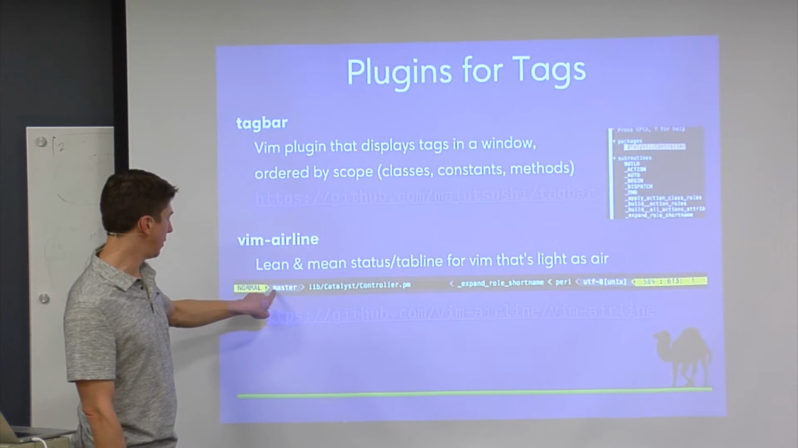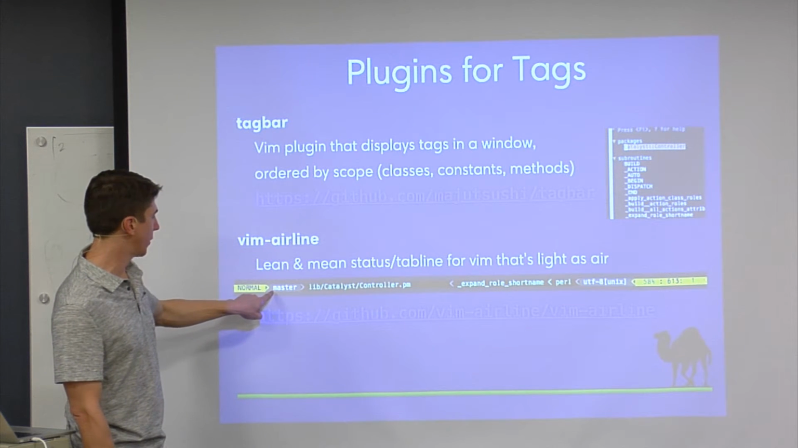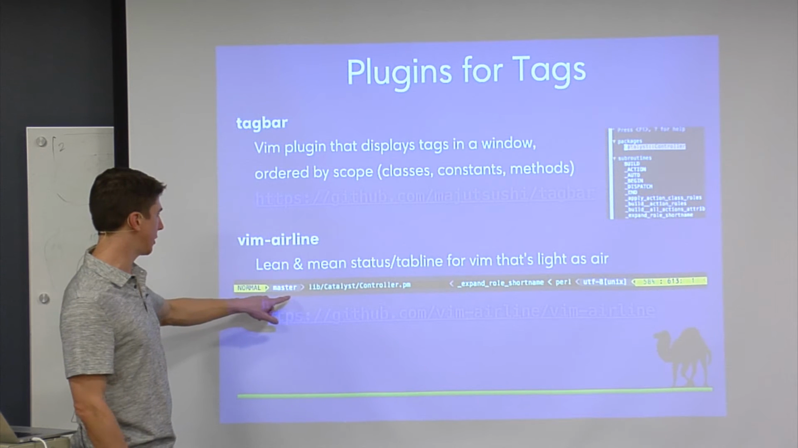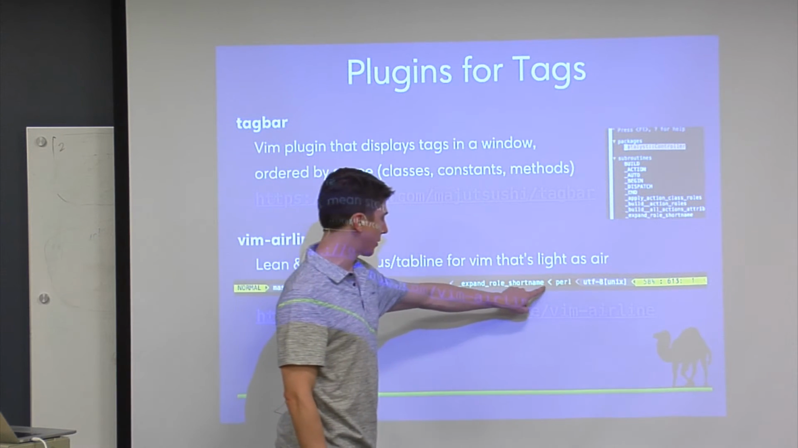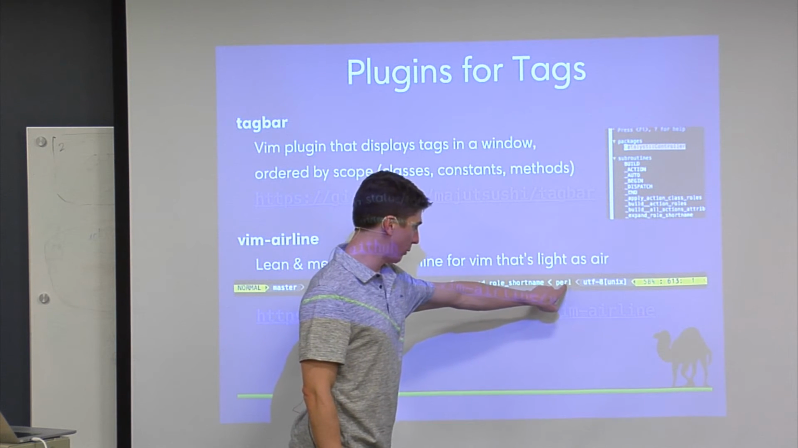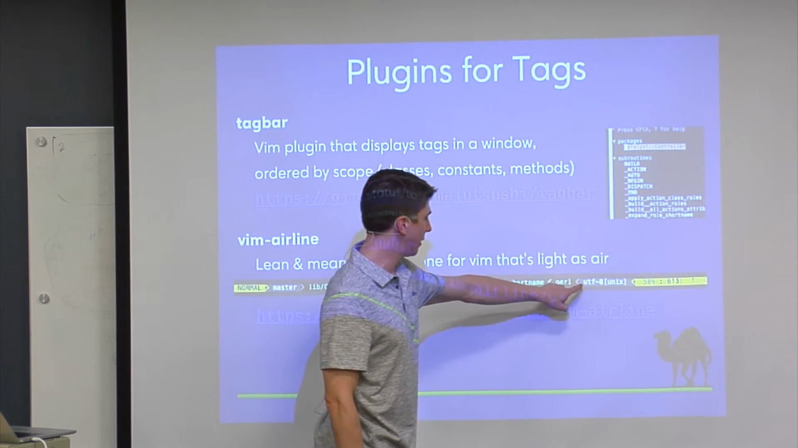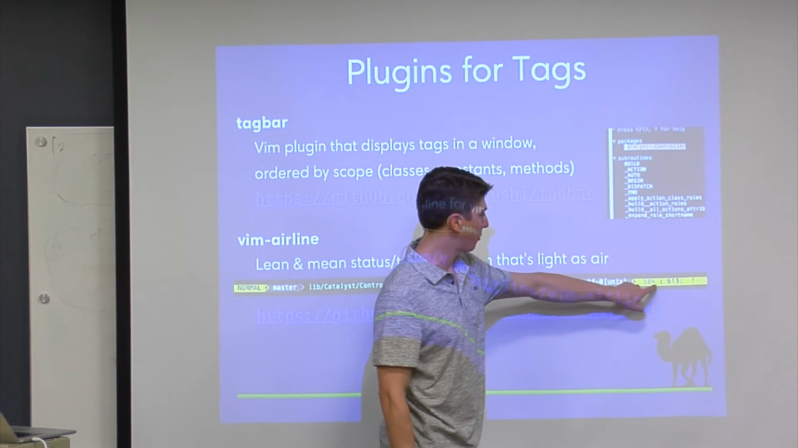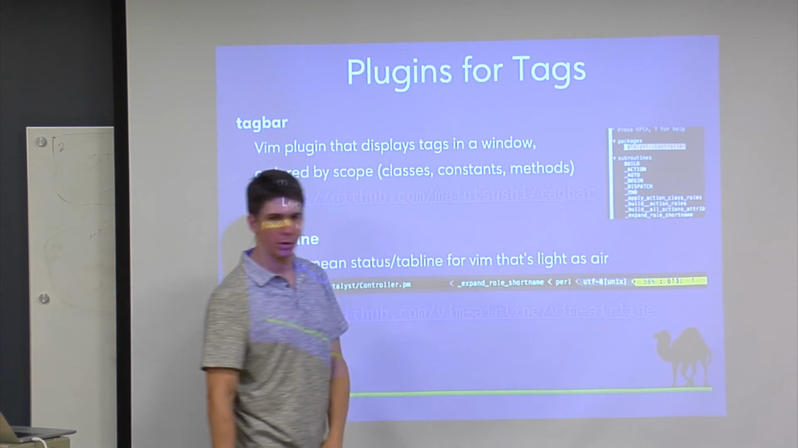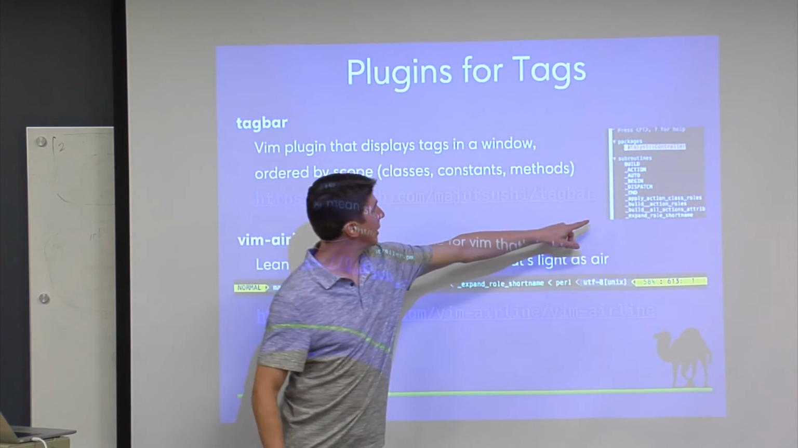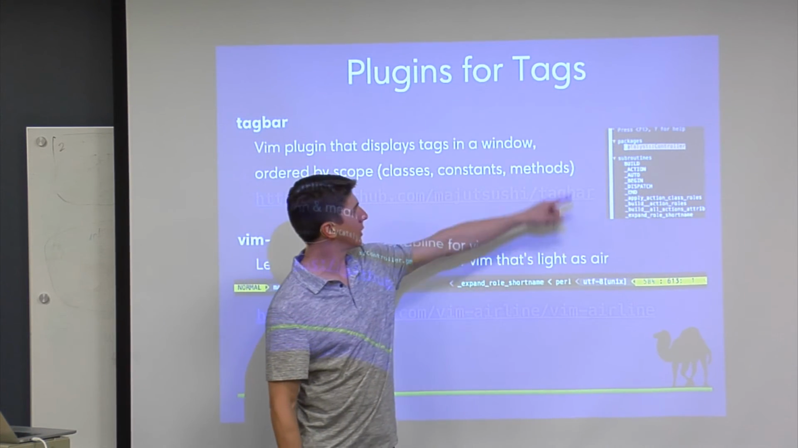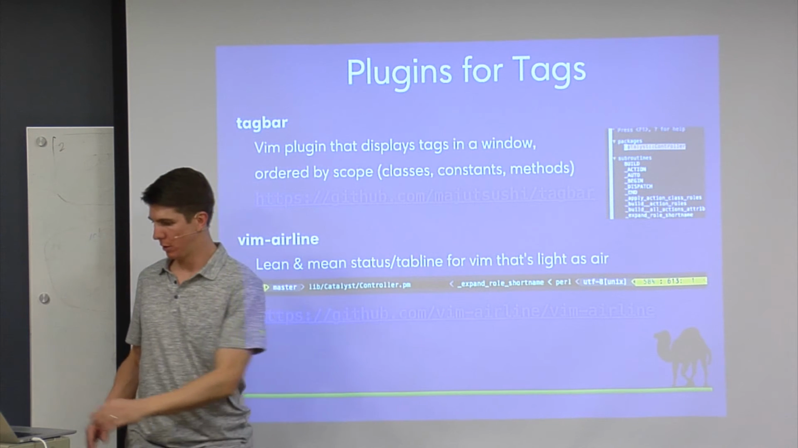It also shows you the branch of the version control of the project you're in, the file path of the file you're in, the method name that your cursor is currently in, the language of the code of the file you're editing, the file type, and how far through the file you are, what line number you're on, and where your cursor is on that line. And then this one represents the tag bar, which I kind of showed you earlier, the list of methods on the right-hand side. I'll just show you that real quick.